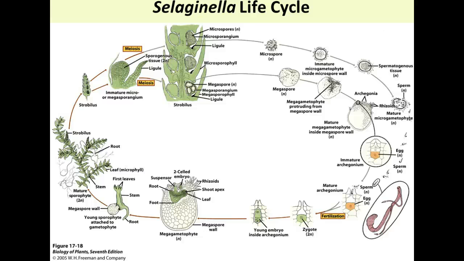It does everything the same as the one before, right? But now we have this microsporangium versus megasporangium. The microsporangium is going to produce the small spores, and the megasporangium is going to produce the large spores. If we follow the microspore, what we're going to get is spermatogenous tissue. So the small spores are going to be producing the sperm, and the sperm is going to find the egg here.